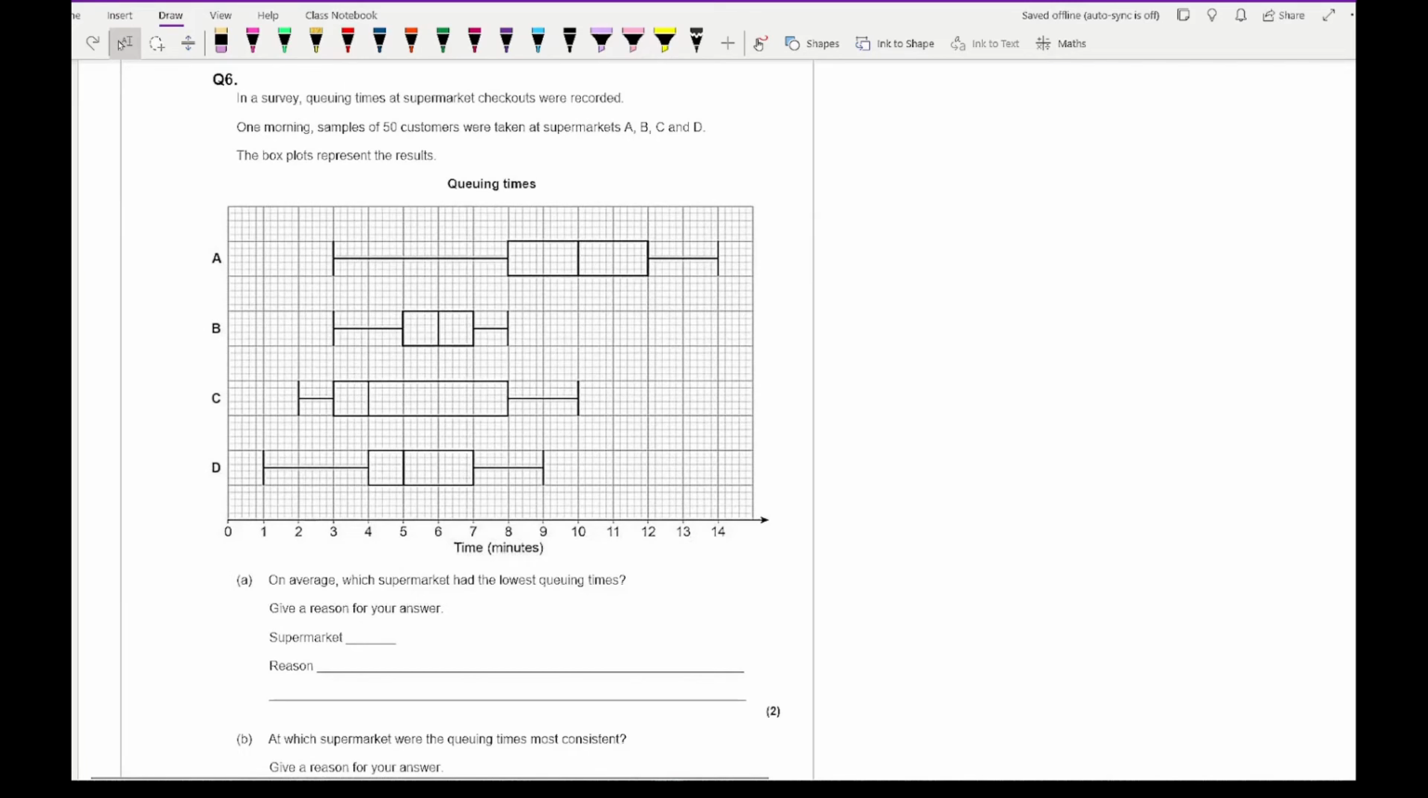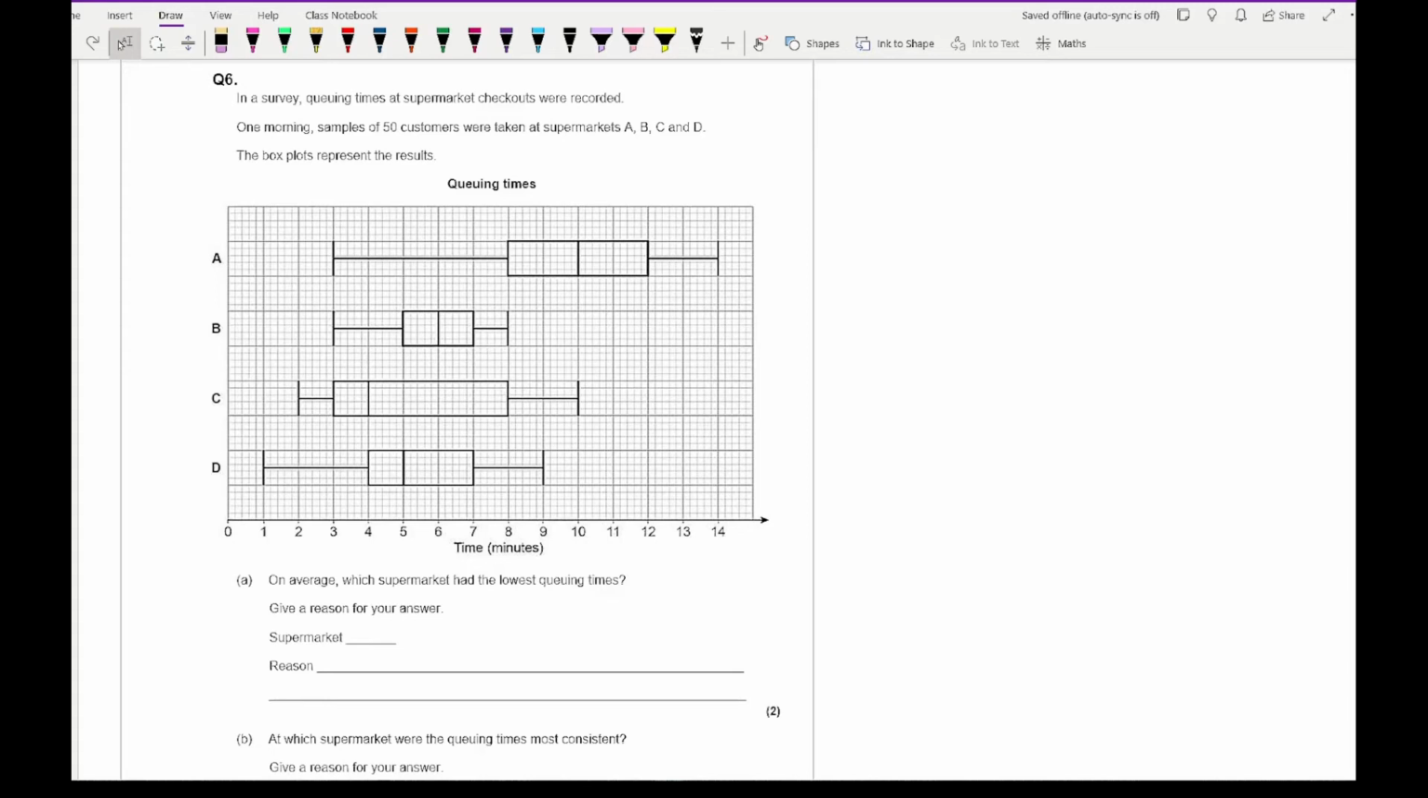Then looking at question 6, it says, in a survey, queuing times at a supermarket checkout were recorded. One morning, samples of 50 customers were taken at supermarkets A, B, C and D. The box plots represent the results. So the question says, on average, which supermarket had the lowest queuing time? So what you want to look at here is you're comparing the median times. So on average, which one has the smallest waiting time?